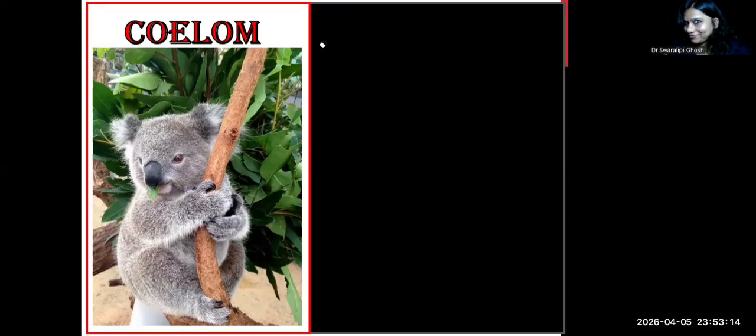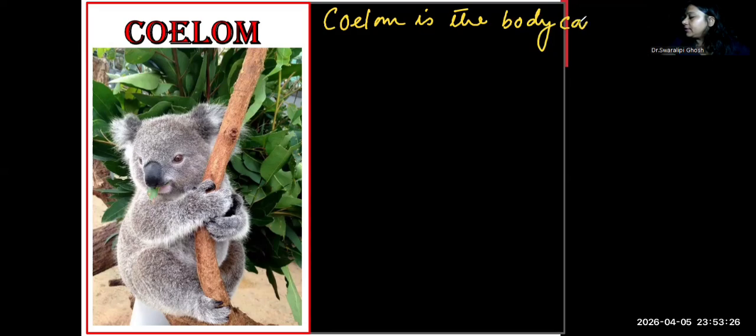So let us write the definition. That is, we will say that coelom is the body cavity. Now you can say that it is a body cavity filled with fluid, because we have the coelomic fluid inside this body cavity. So coelom is the body cavity lined by, now this is the most important thing which I'm writing.